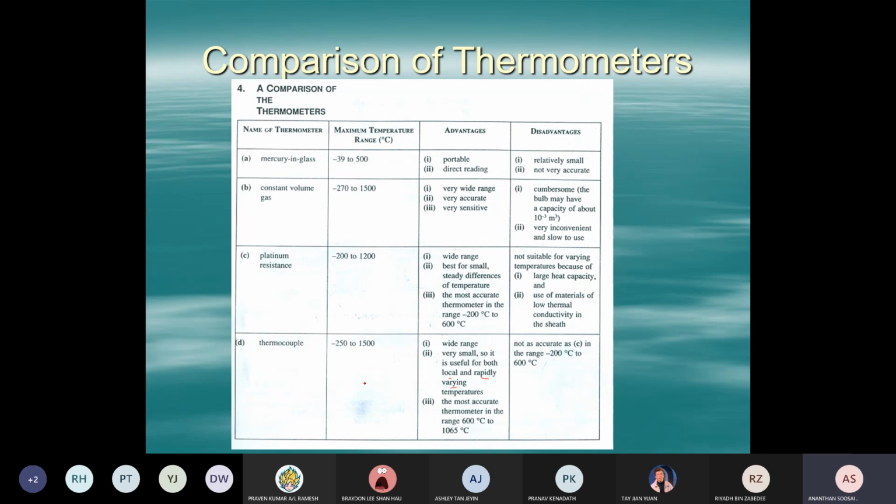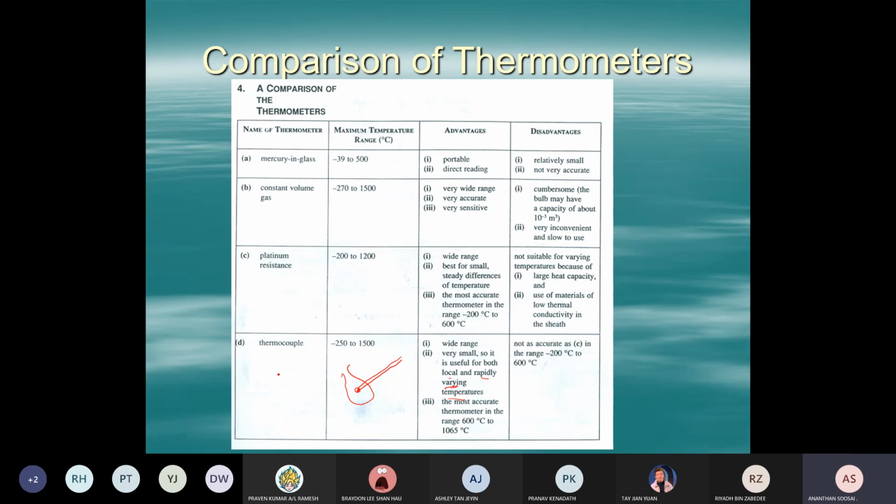Local means a very small surface area, like a small water droplet on a leaf. I think the best way to find the temperature of this water droplet is a thermocouple, because the metal is so small it can touch the water precisely, and that's why a thermocouple can be used. It's local and rapidly varying temperature. This is the main advantage.